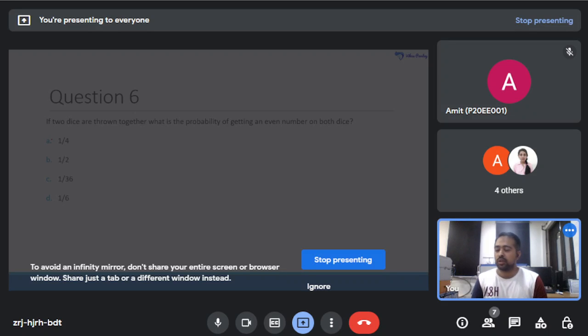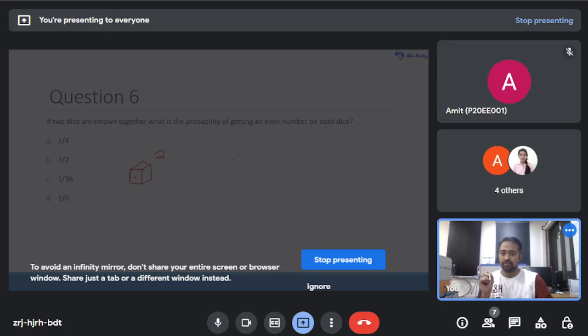Two dice. Now see, here we are entering into probability. If two dice, everyone remembers that a dice has 6 faces, like it is one, and it has 6 faces, 6 numbers. If two dice are together, so they are not one, there are two dice. They are being thrown together. So what is the probability of getting an even number on both dice?